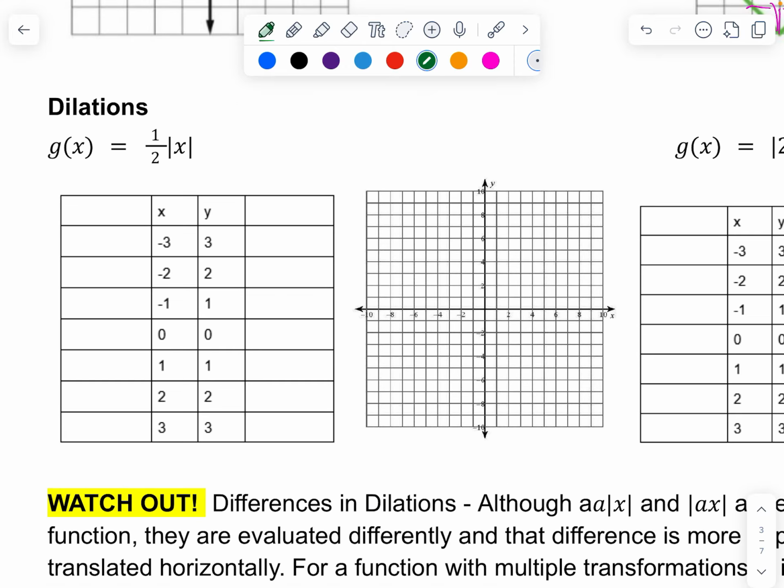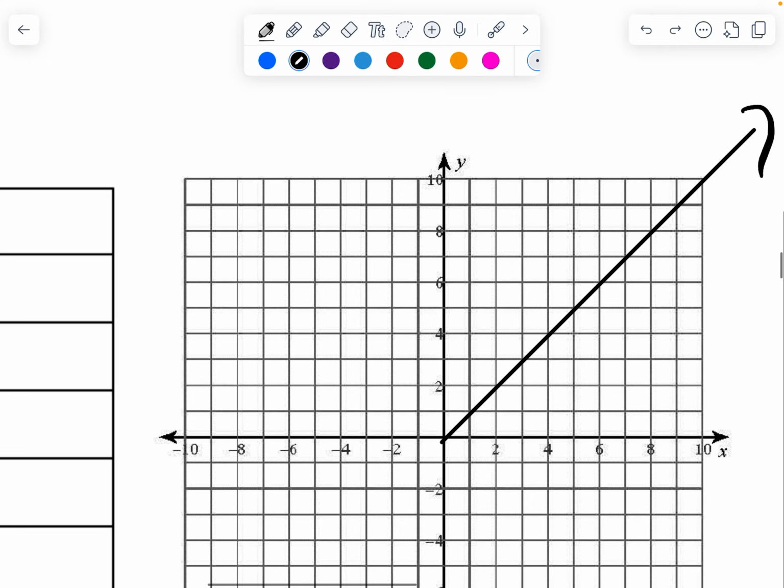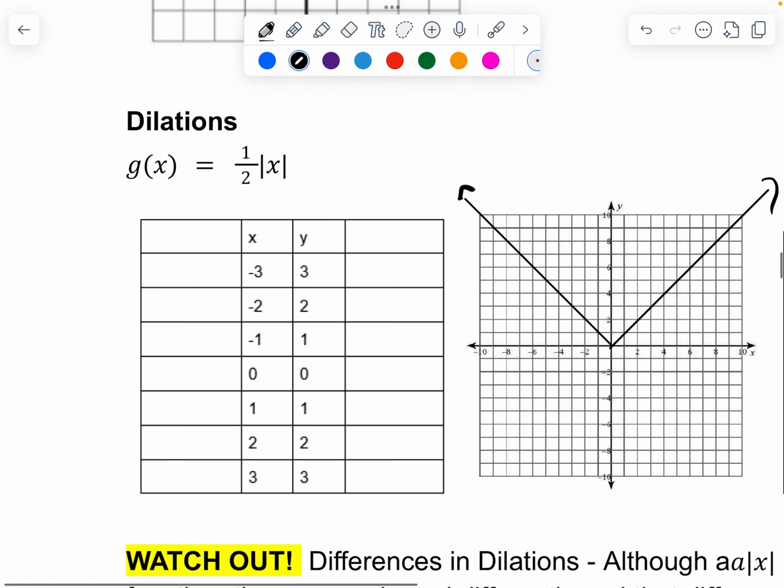Okay, dilations. Now see, dilations are sometimes a little more difficult to do. So I'm going to go ahead and graph my parent graph. It's a little off. Still a little off. There we go. That looks better. Okay. So I drew that.